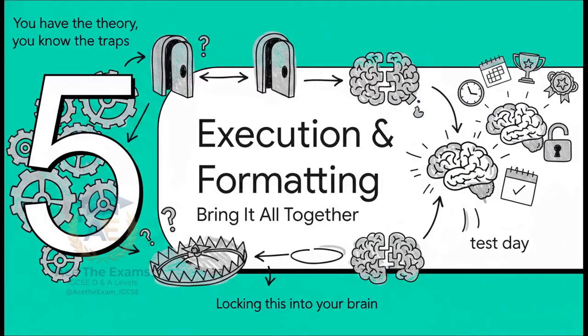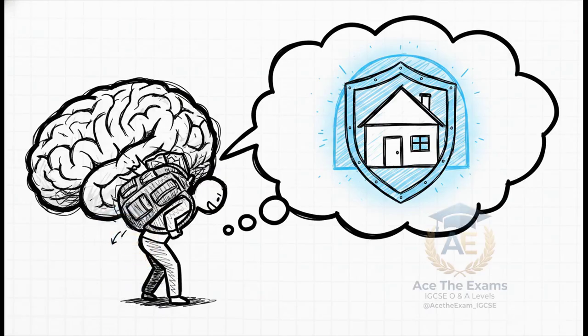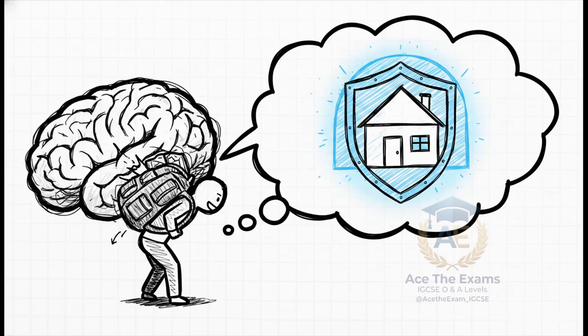Finally, Section 5, Exam Execution and Formatting, bringing it all together. I want to share a really powerful memory hack with you before we wrap up. Look, the concepts surrounding business entities can get pretty dense and dry. So to securely encode these varying advantages and disadvantages into your long-term memory, try utilizing a visual story method. Don't just blindly memorize bullet points.